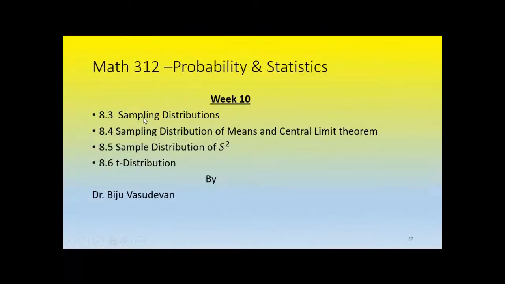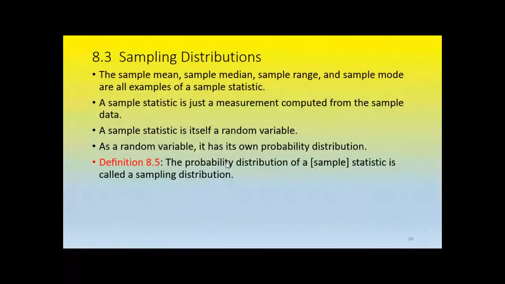The week 10 chapter is 8.3, sampling distribution. So we start with 8.3 sampling distribution and we'll see how much we can complete. What is sampling and what is sampling distribution? Sample mean, sample median, sample range. We have seen all these things in the introductory chapter.